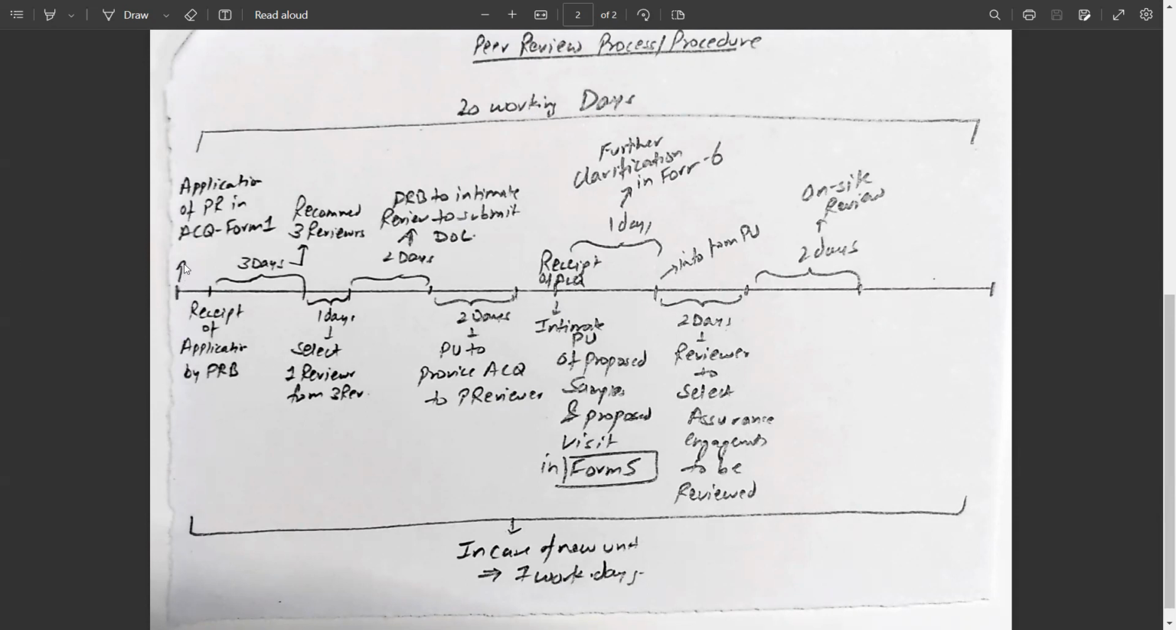there is a time limit to complete the whole peer review process. So for normal firms which are not new units, it is 20 working days, and for new units, it is 7 working days.